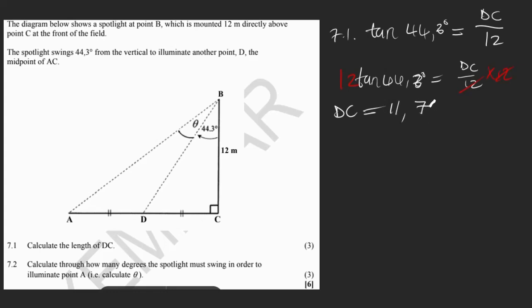11.71. And we were measuring distance in what? In meters. So the length of DC is 11.71 meters. See how easy that is? For 3 marks, definitely you'll do that in less than 3 minutes.